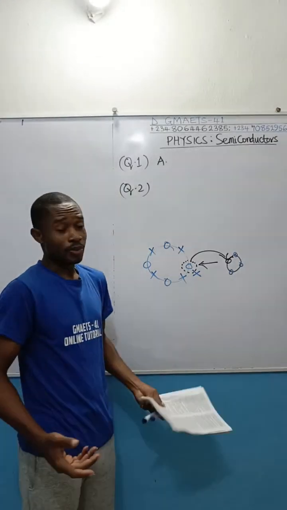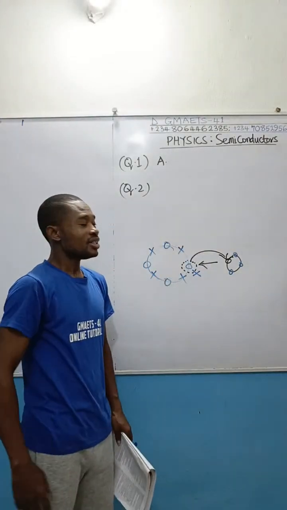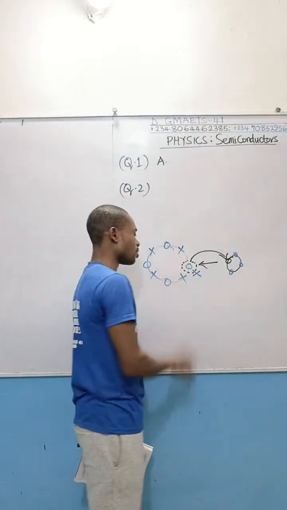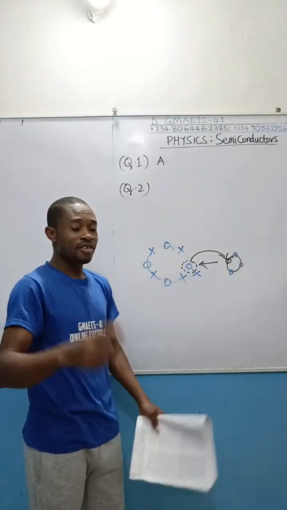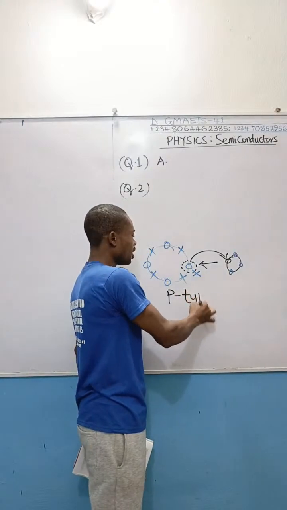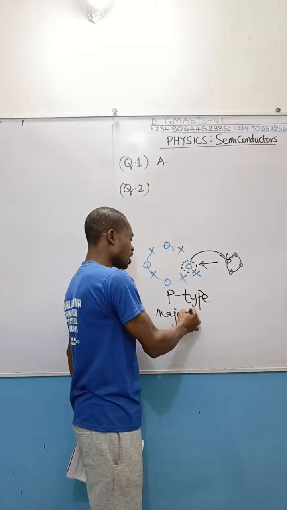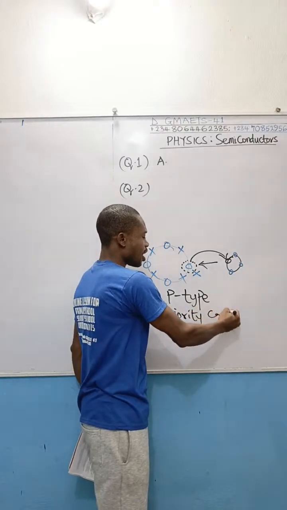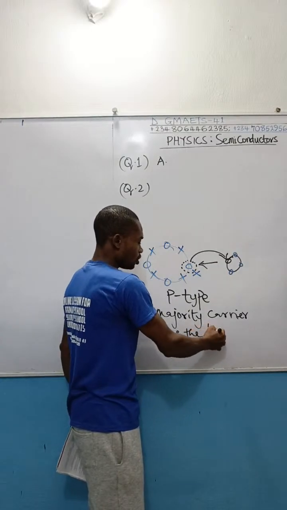And my reason is simple. You see it clearly that an extra hole has been formed. Yes, an electron moved, reducing the number of electrons. But we'll have holes. The number of holes will increase. And remember that this leads to the formation of P-type. Like I said, this becomes P-type. And I remember saying that in P-type, the majority carriers are the holes. So we have more holes.